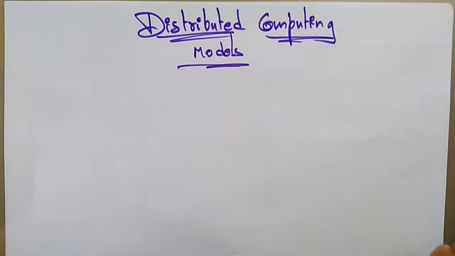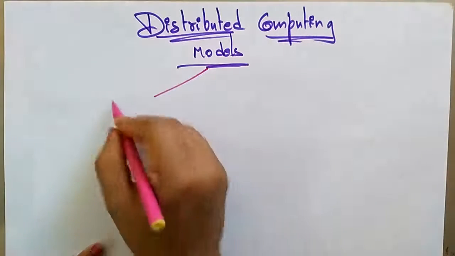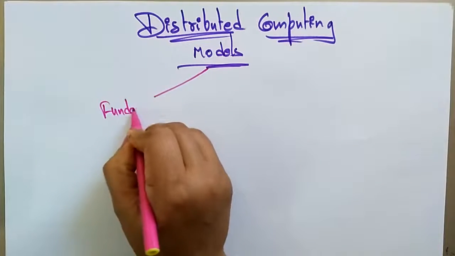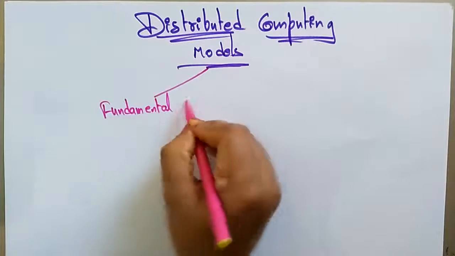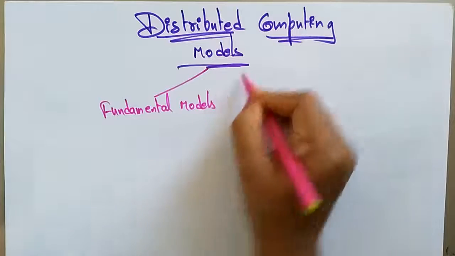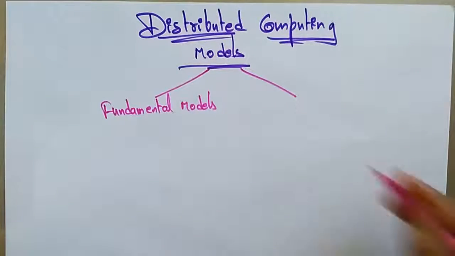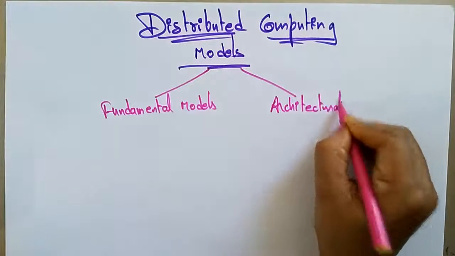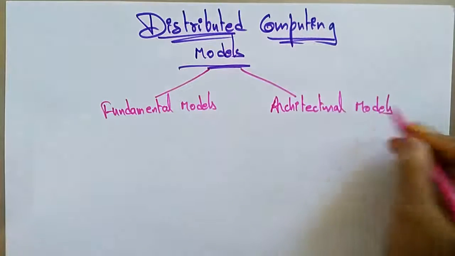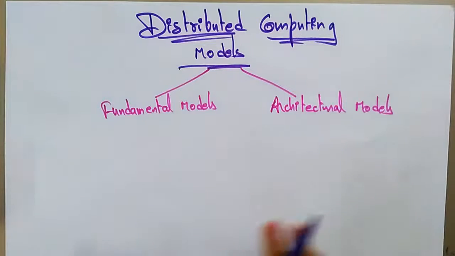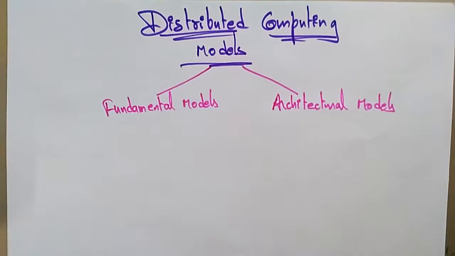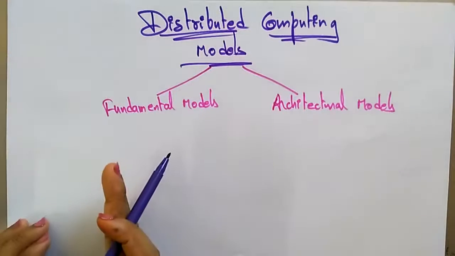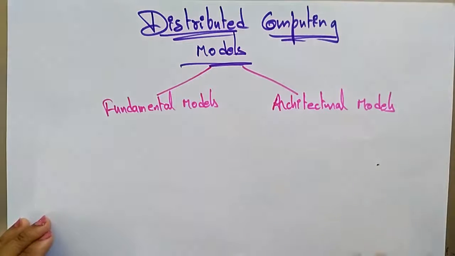If you take any system model, it will be divided into two types. One is the fundamental models and another is the architectural models. So in this video I want to give a basic introduction about the fundamental models and the architectural models, and later I'll explain with examples. The different distributed computing models are divided into fundamental models and architectural models.